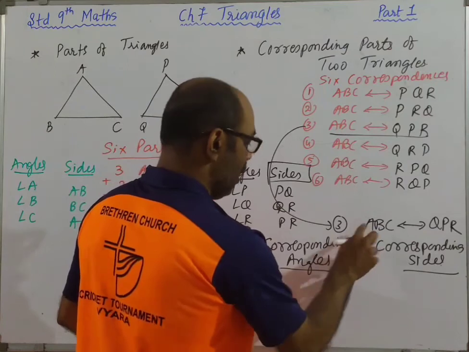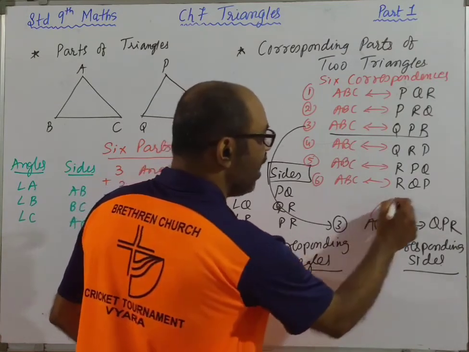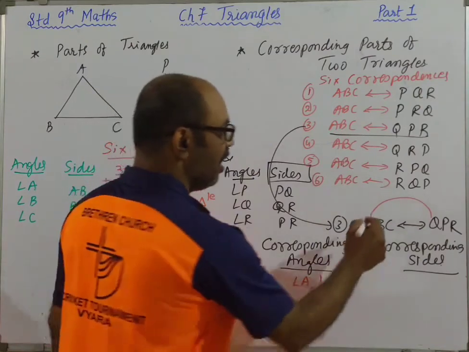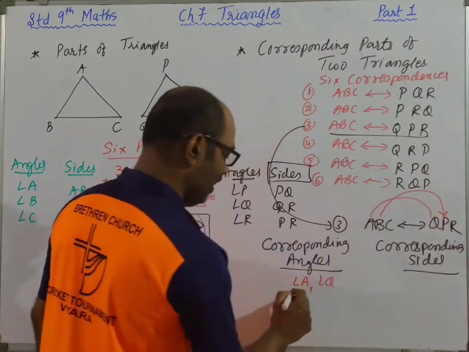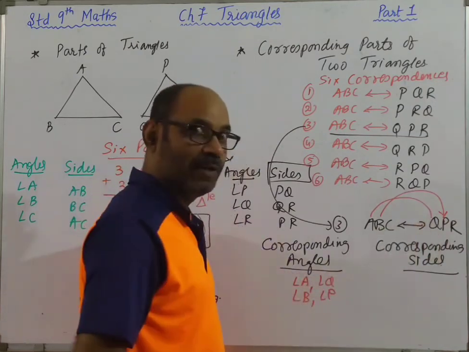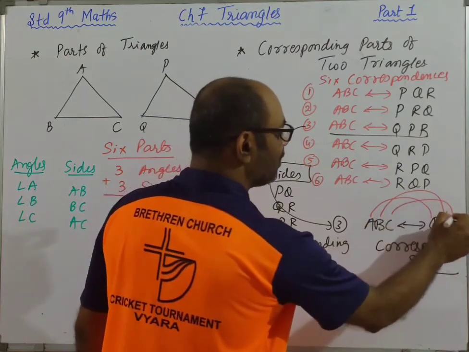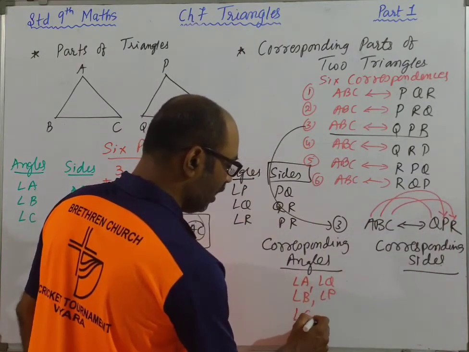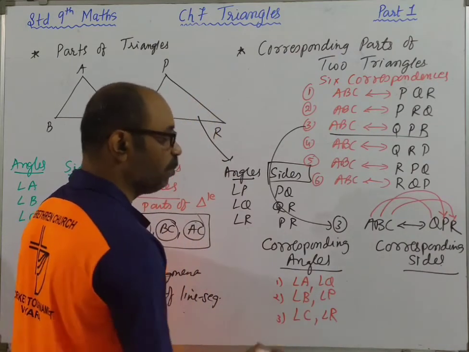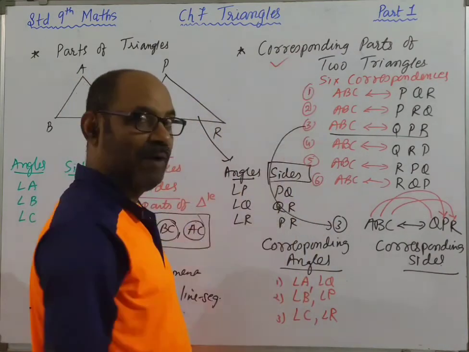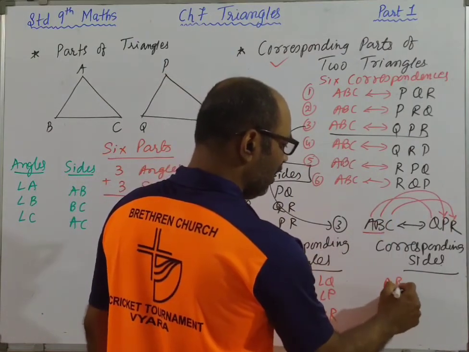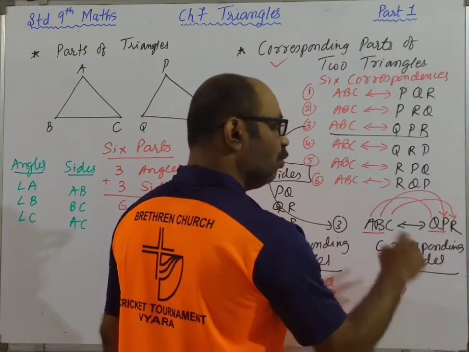Now which are corresponding angles? Check in order. Angle A and angle Q, they are corresponding angles. Angle B and angle P, that is the second corresponding pair of angles. And angle C corresponds to angle R. So these are three pairs of corresponding angles, corresponding parts. Now corresponding sides. AB corresponds to QP.